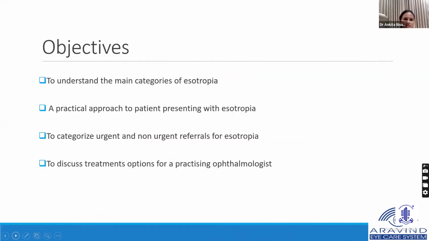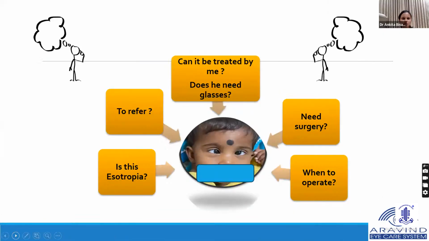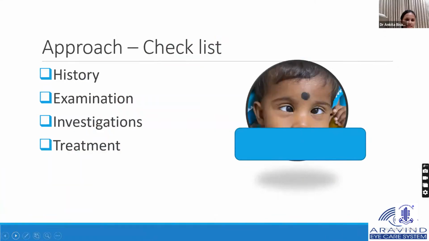The objective of my presentation is to understand the main categories of esotropia, a practical approach to patient presenting with esotropia, to categorize urgent and non-urgent referrals for esotropia, and to discuss the treatment options for a practicing ophthalmologist. So whenever a walk-in patient with esotropia is encountered, multiple questions occur in the minds of a practicing ophthalmologist. Instead, a simple approach with history taking, examination, investigation, and treatment would clinch a diagnosis and begin at least initial management.